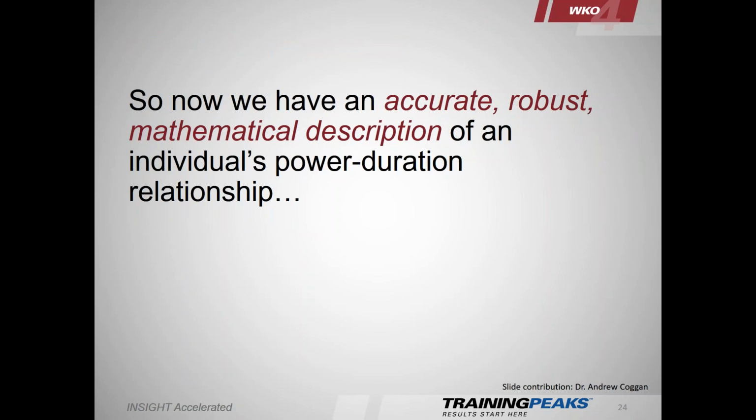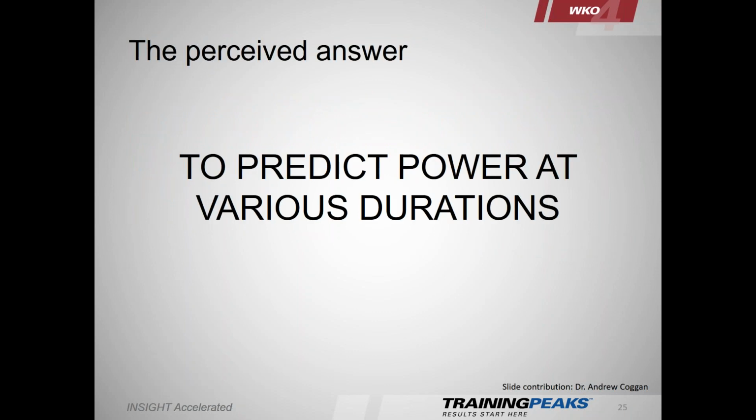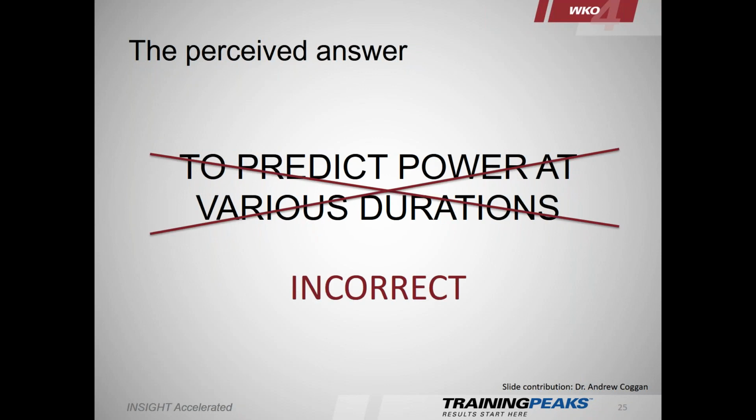So now we have an accurate, robust mathematical description of the individual's power duration relationship. So what do we use it for? Well, so far, the perceived answer has been to predict power at various durations. And I can tell you one of the places, not for lack of trying, but I have not done a good job as the product leader in getting people to understand the model is everybody believes that's why we built a model. The reality is that answer is incorrect.